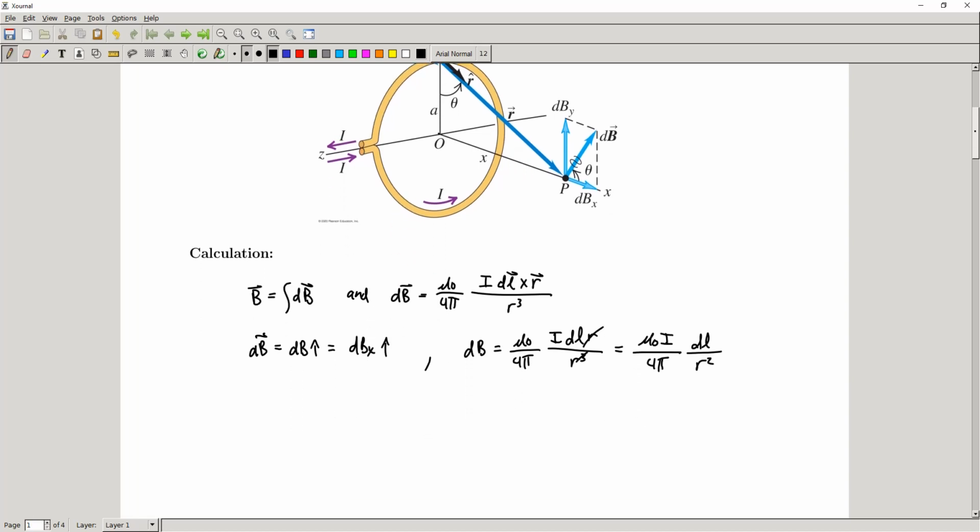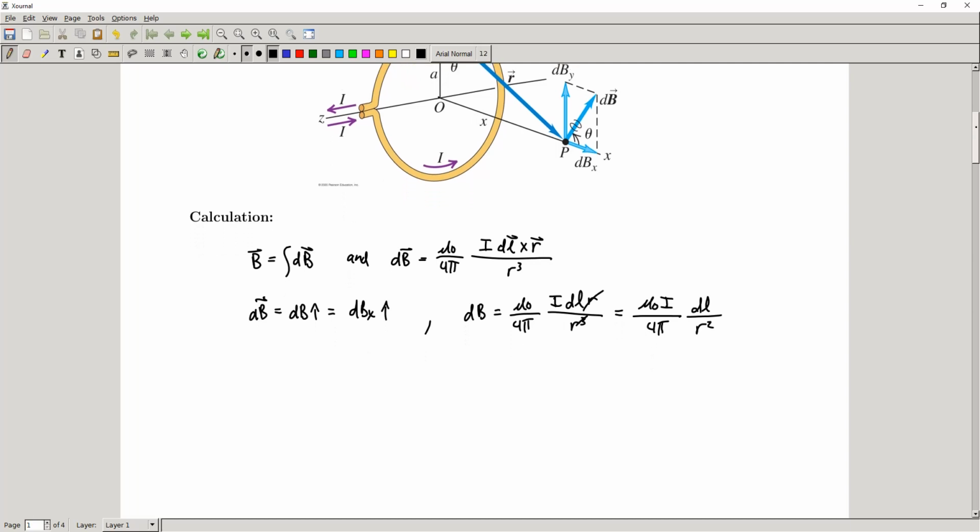But for now, let's break this up. This is the full dB, but we only want the part that points in the x direction, in the i hat direction, right? We just argued how we don't really care about the part that's pointing in the j hat direction here. We only care about the part that points in the x direction. So let's write this out. Our dBx is going to be equal to the dB that we have here times the cosine of theta.